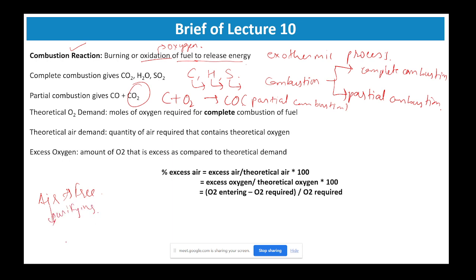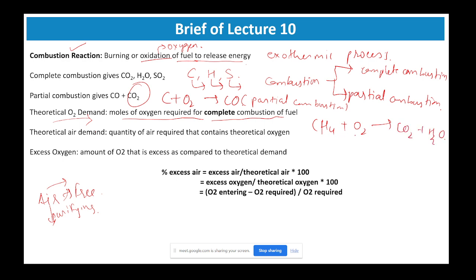So which is the cost-taking process. What we usually do is take air for the combustion. Theoretical oxygen demand is nothing but the moles of oxygen required for the complete combustion of fuel. For example, if you need to do the combustion of methane, CH4 plus O2 gives CO2 plus H2O.